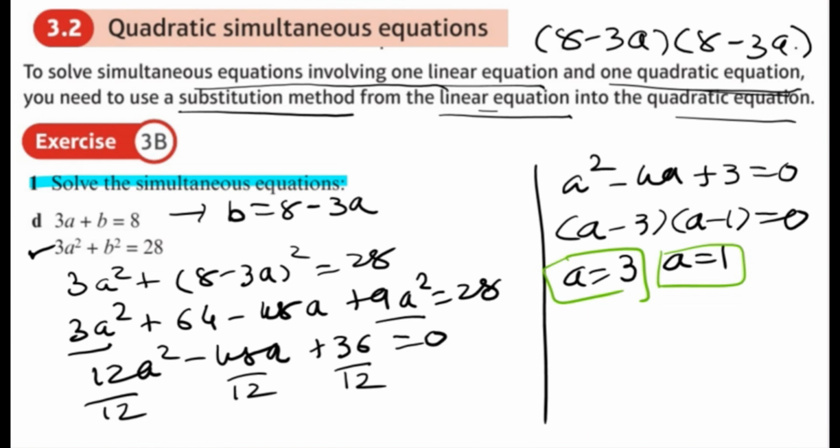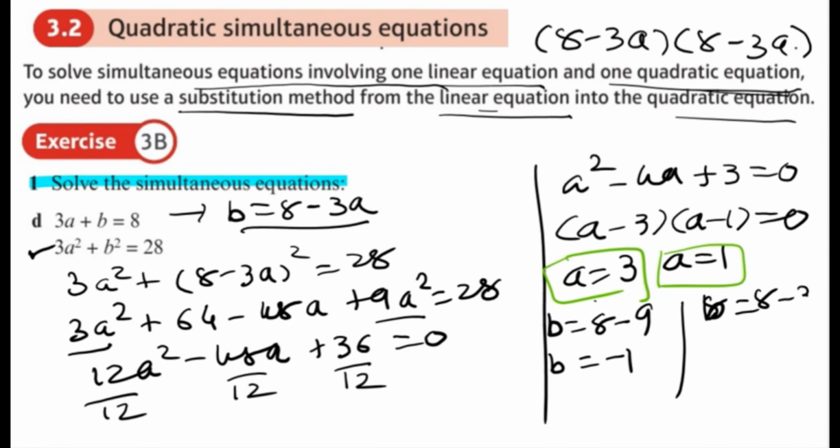Now these are the values of a. To find the value of b, I have to substitute in this equation. So b is equal to 8 minus 3 times 3, which is 9. So b is equal to minus 1. And here b is equal to 8 minus 3, that will give me 5. So b is equal to 5. So I will get two values of a and two values of b because it's a quadratic equation.